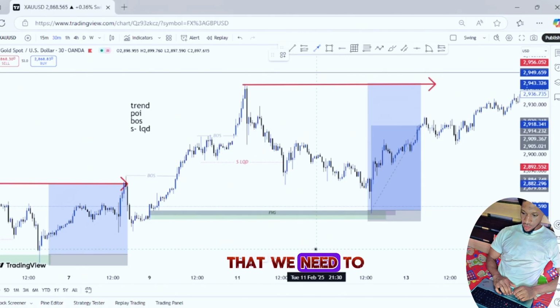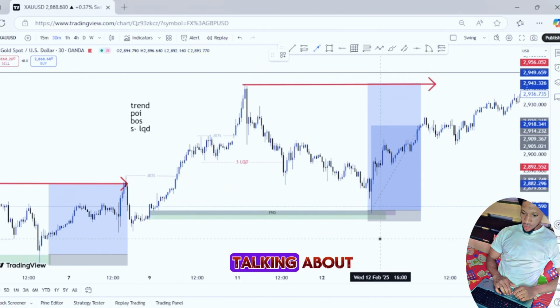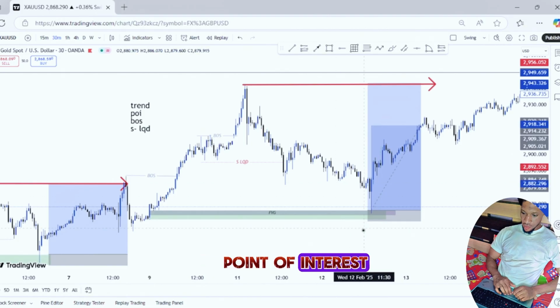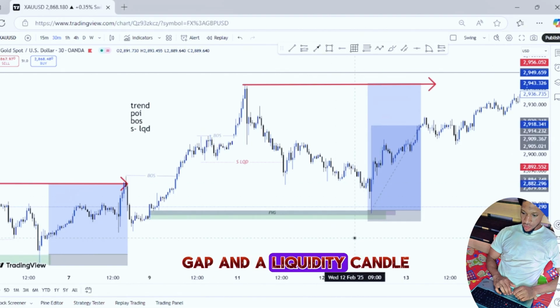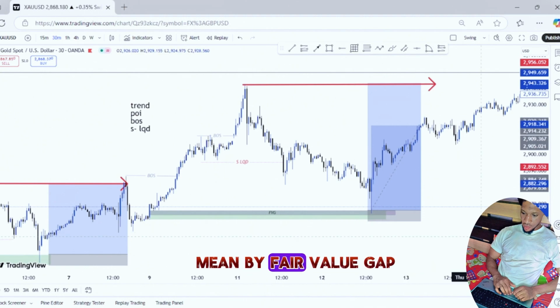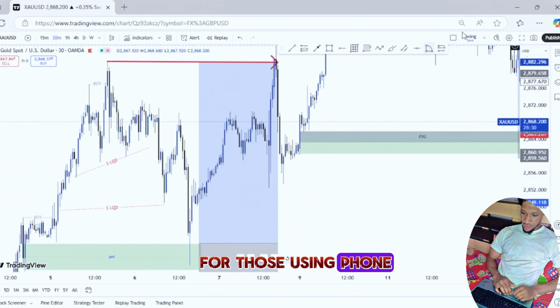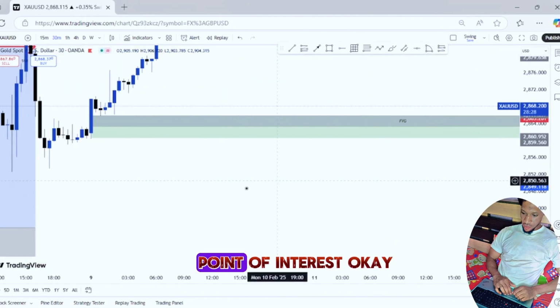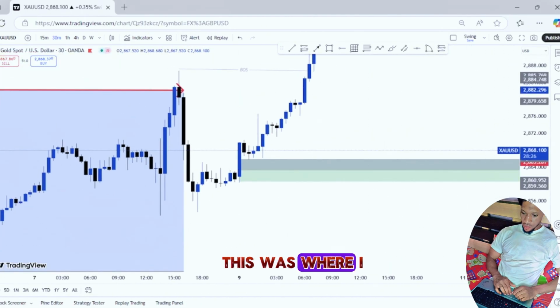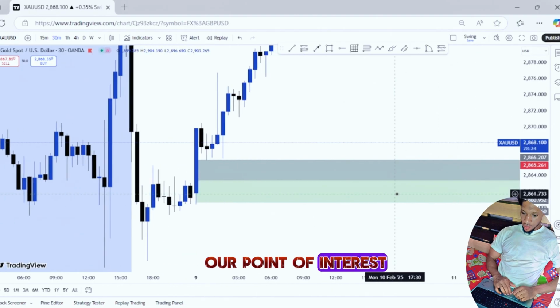So the next thing that we need to point out is, where are we going to be buying the market? This is my secret right now. Talking about my point of interest, I usually combine my point of interest with a fair value gap and a liquidity candle. This is what I mean by fair value gap and a liquidity candle. Let me zoom out for those using phone. So this is our point of interest. This was where I marked out our point of interest.